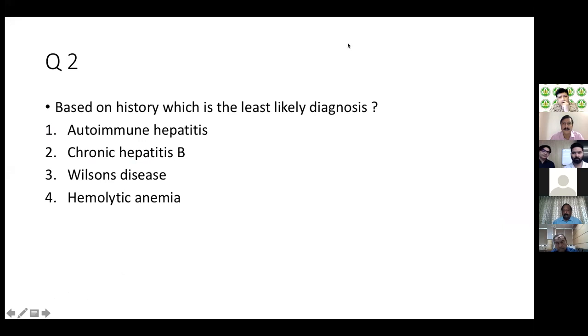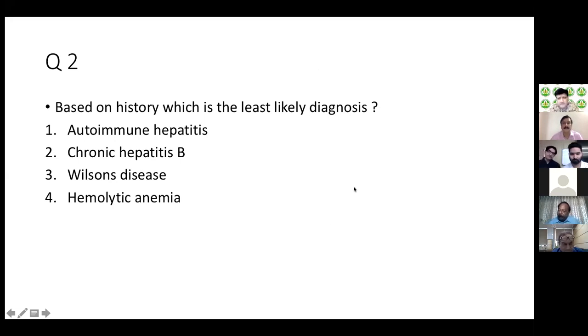Okay, I think we can stop it because 30 seconds are gone. So 62% of people have voted for hemolytic anemia as the least likely, which I think the majority have voted correctly. But 30% have also voted for chronic Hep B as least likely, and 6% and 2% respectively have voted for Wilson's and autoimmune hepatitis. Dr. Saraya, Dr. Setu Babu, any thoughts on this? Dr. Setu Babu, you need to unmute yourself.